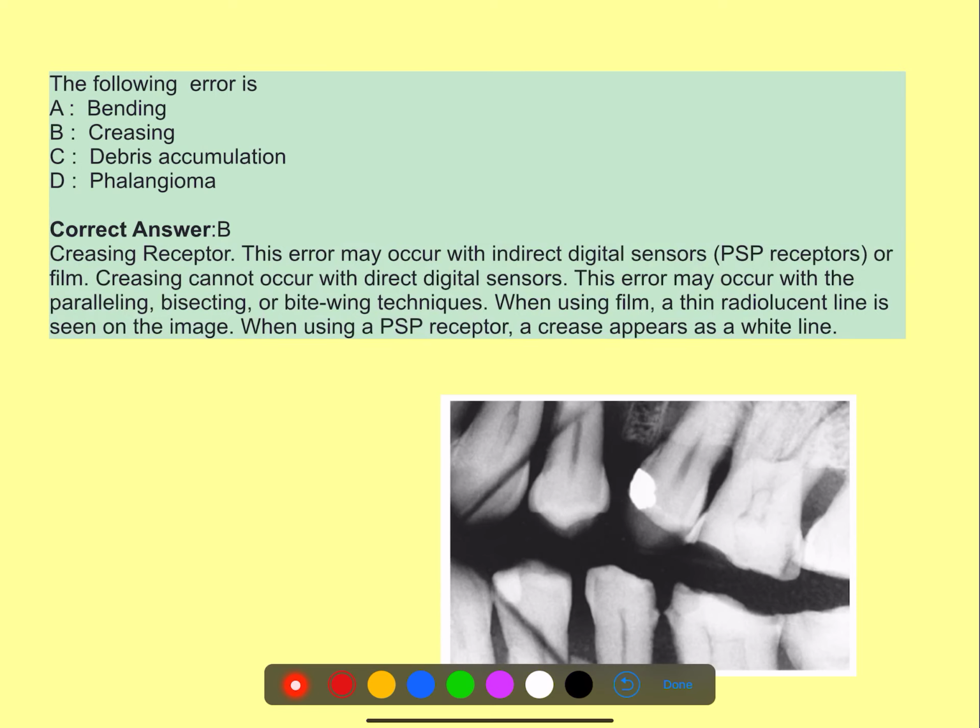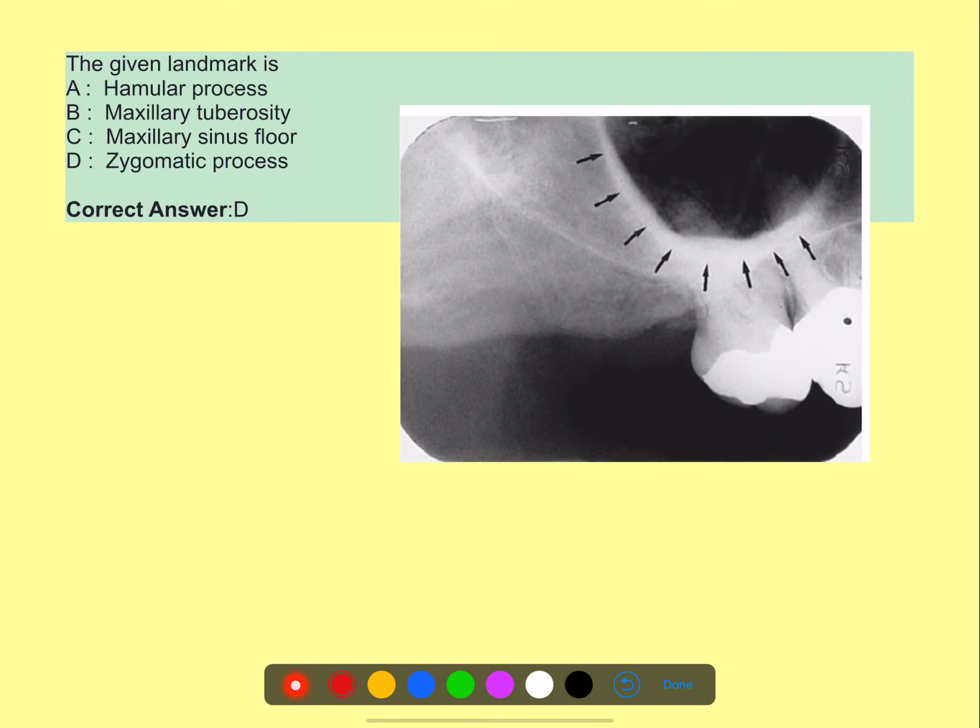The following error, you can see at this line, is because of creasing. Creasing occurs in PSP receptors and it cannot occur in direct digital sensors. This occurs in paralleling, bisecting or bitewing technique. When using a film, a thin radiolucent line is seen on the image. And if you use a PSP receptor, it will appear as a white line. The given landmark is the zygomatic process which hinders the maxillary molar apices.